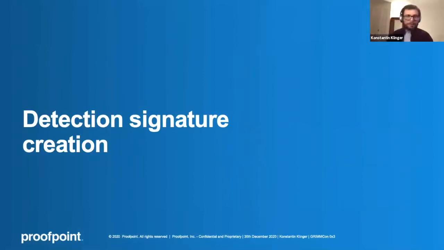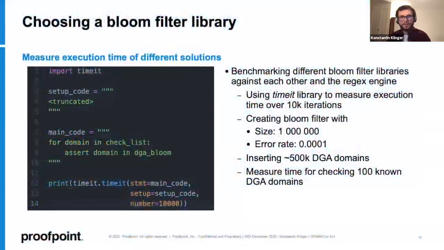We now know about DGAs, we know about the Fraunhofer DGA archive, we know about sandboxes, and we know about Bloom filters. So we are able to look into the detection signature creation. At first, we have to choose a Bloom filter library. If we want to create a signature for a sandbox run in Python, we need to choose a library or implement our own for Bloom filters.